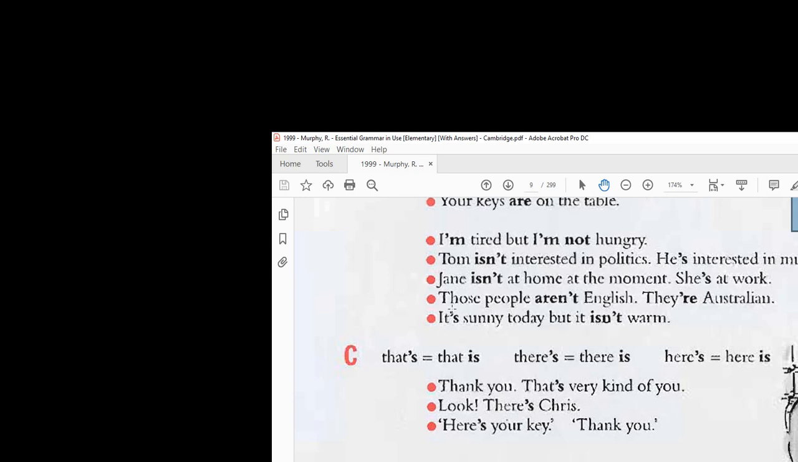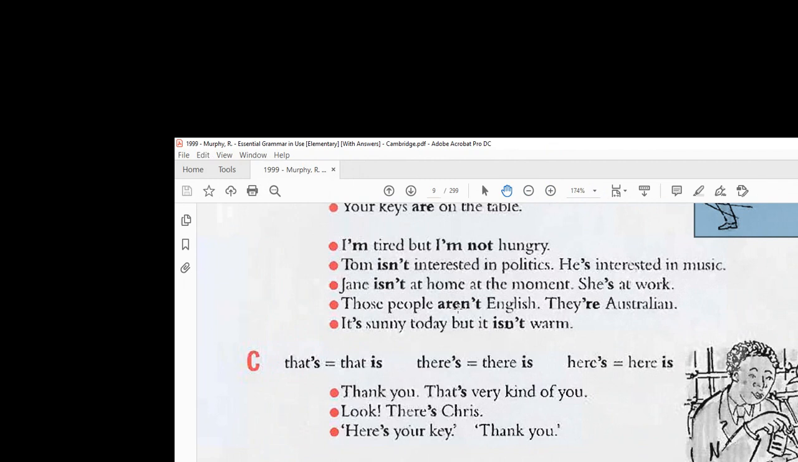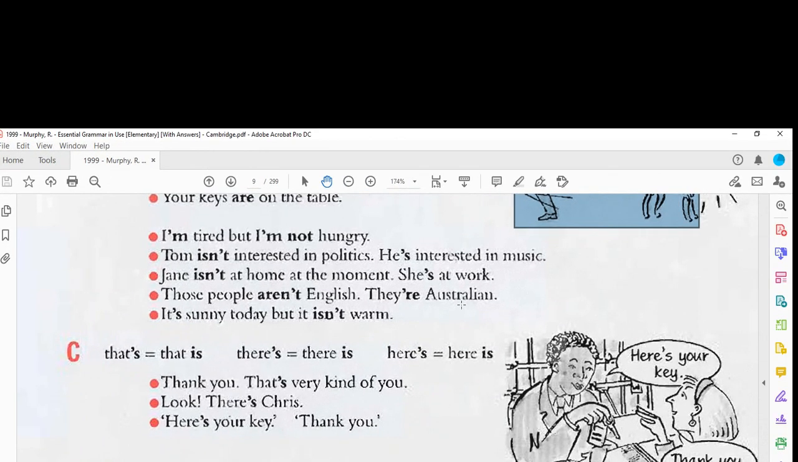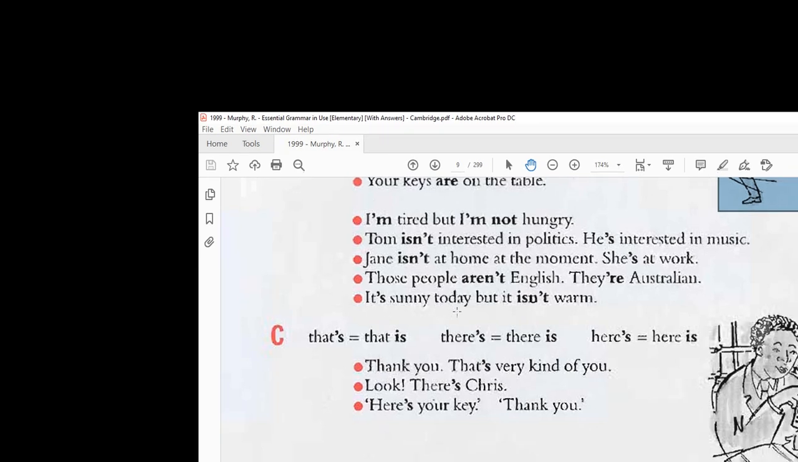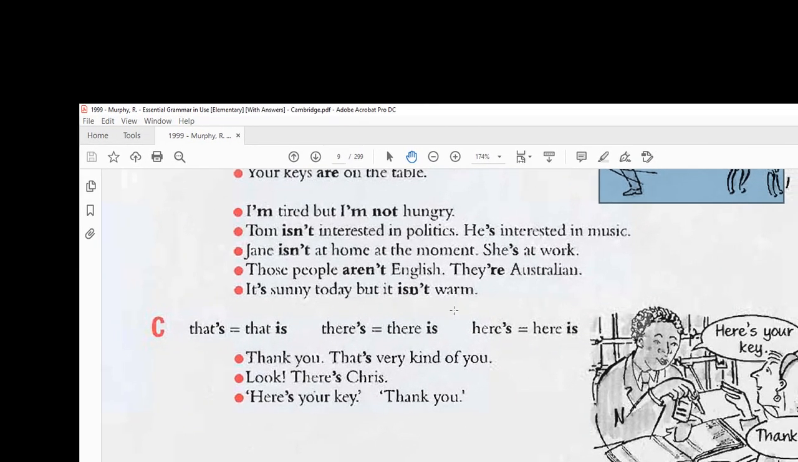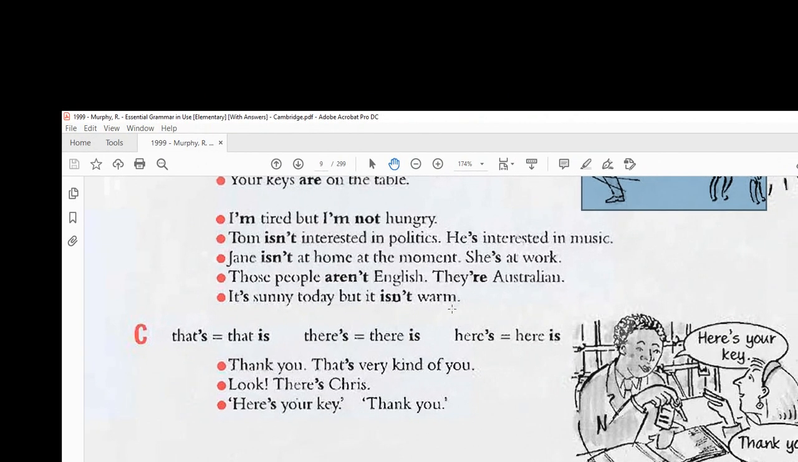Here it is. Those people aren't English. Those people aren't English. Yes. They're Australian. They're Australian, okay? So those is pronounced those. Those people aren't English. They're Australian. And the last one says, it's sunny today, but it isn't warm. It's sunny today, but it isn't warm. Okay, so far, so good.